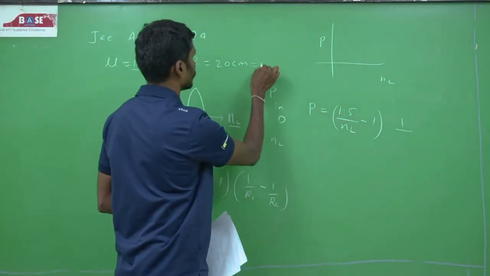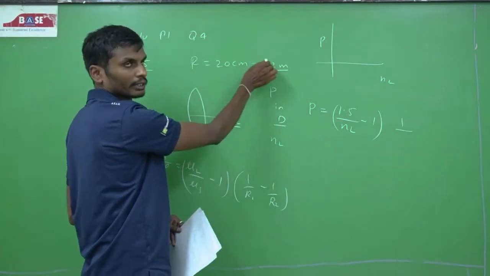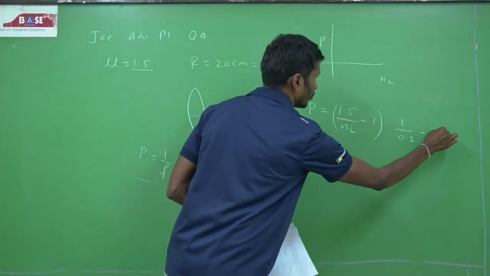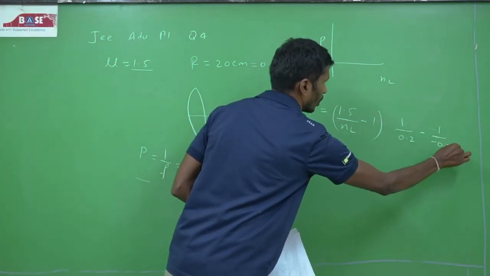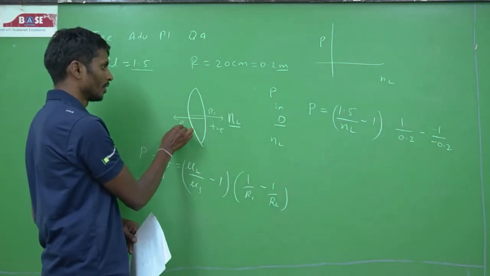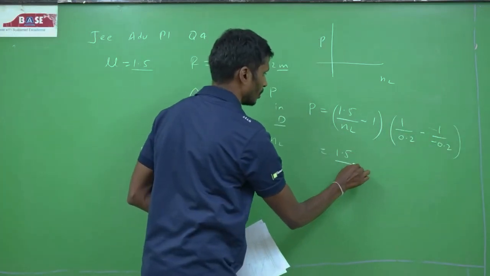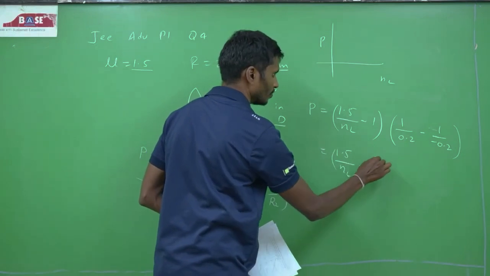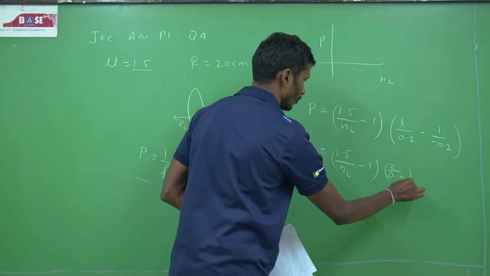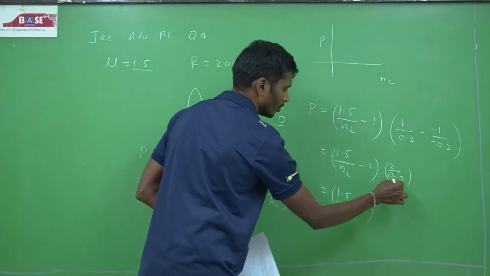I'll convert that to meters so that I get the power in diopters, the SI unit. So I have to substitute radius in meters: 1 by 0.2 minus of minus 1 by 0.2. Here R1 is positive, so R2 will be negative, so a minus will come. You just simplify this: 1.5 by NL minus 1, 2 by 0.2, that is 1.5 by NL minus 1 into 10.